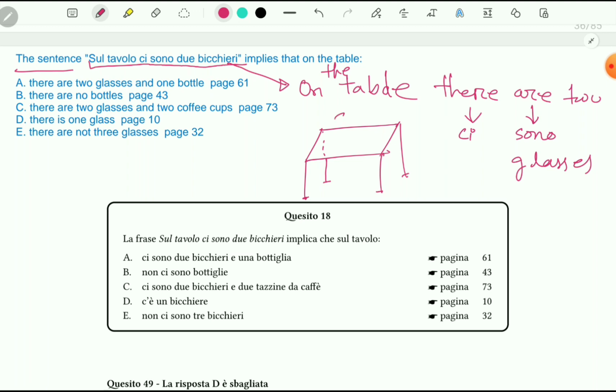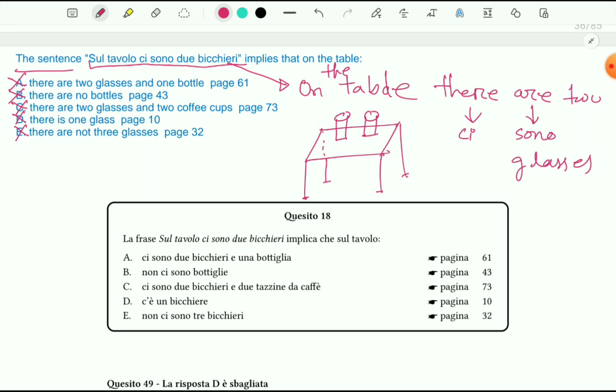Now according to the questions, there are 2 glasses, right? So option A, there are 2 glasses and 1 bottle. Obviously this is not the correct answer. There are no bottles. Yes. There are 2 glasses and 2 coffee cups. Must not be the correct answer. There is 1 glass. Cannot be correct. I don't think it's correct, because there are 2, right? There are not 3 glasses. Oh my god, that's also not correct. So what would be the right answer?